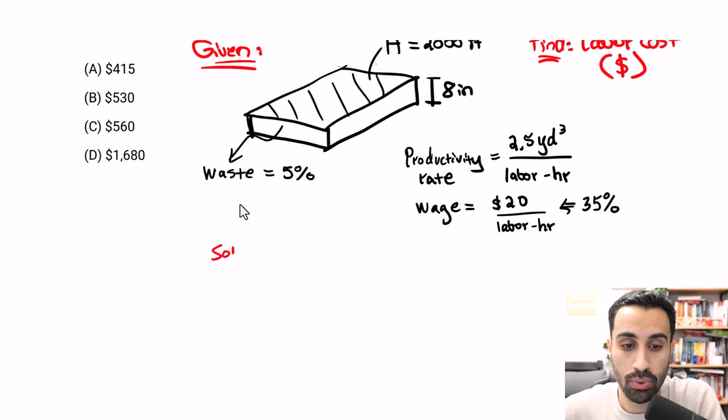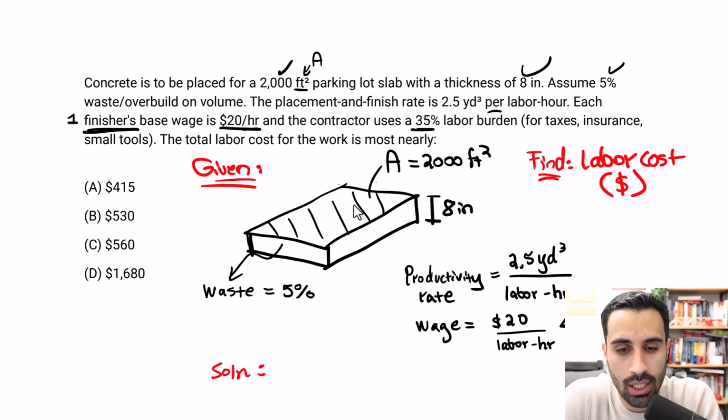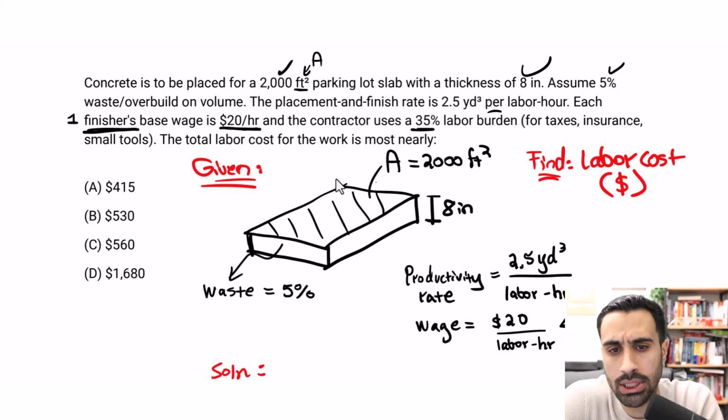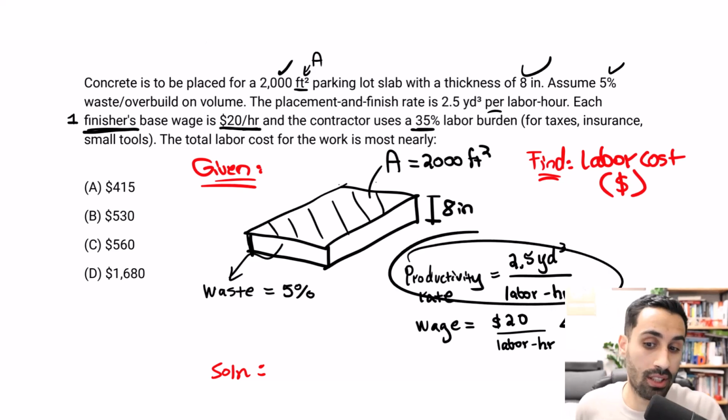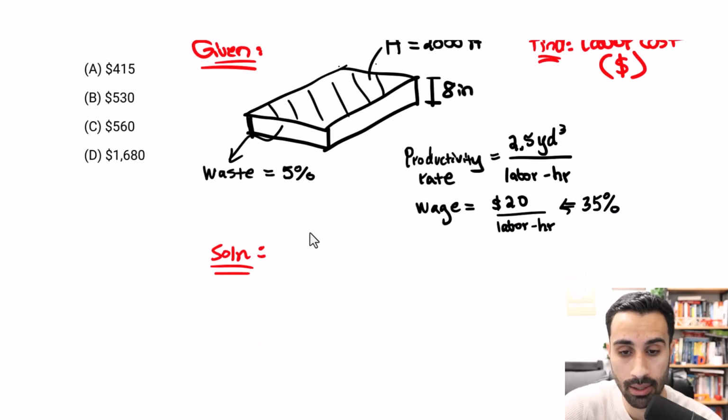Question: what would you do first in the solution? With these problems, typically if you're looking at construction estimating, if you're given something we're building, find that volume first. Sometimes it's per area, sometimes just the wall area, or we're building a wall which does have a volume. In this case, it's a slab. Let's find the total volume that we need, because that volume is dependent on that critical productivity rate, which does have a volume of cubic yards per hour.